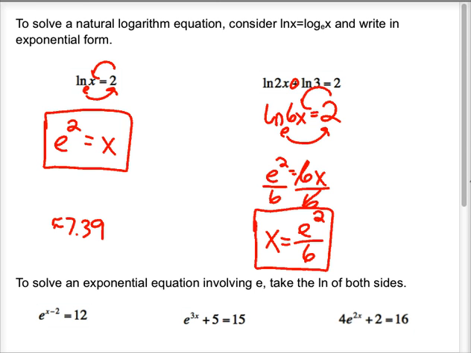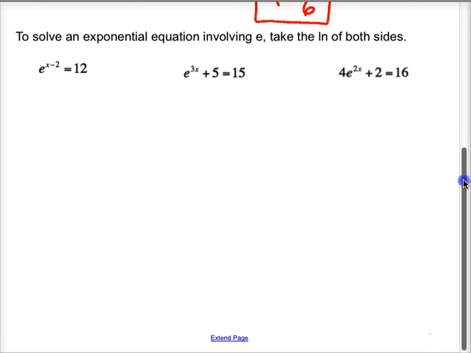All right. So now something that actually ends up easier when you're dealing with natural logarithms is solving exponential equations, because a natural log is a direct inverse of these. So what does that mean? Well, that means that when I take the natural log of both sides, it actually just wipes out that e.